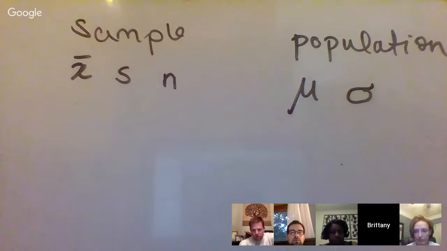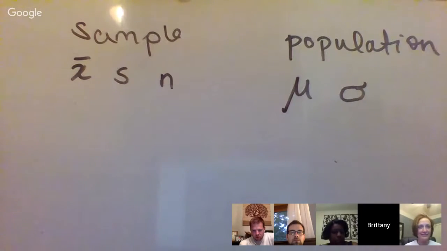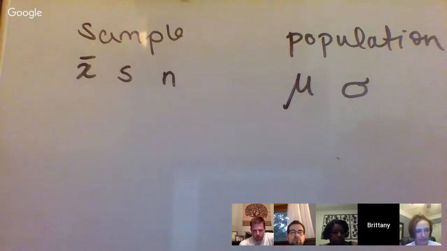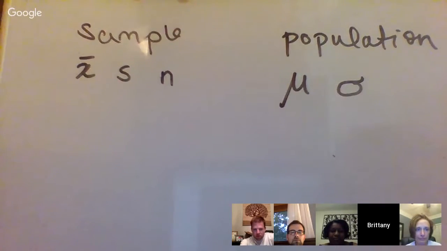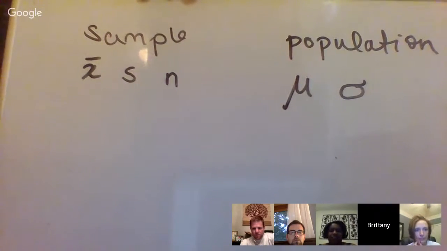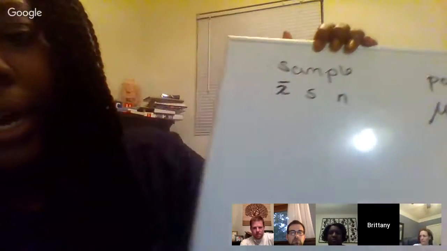Okay. So the first one is the mean of the entire population, and the second one is the standard deviation of the entire population. Okay.